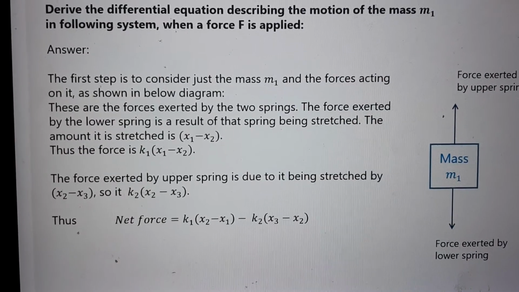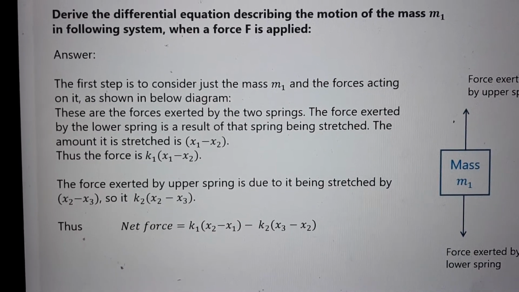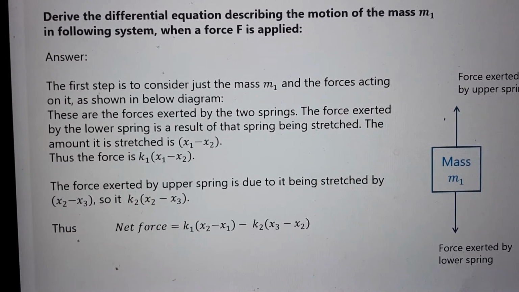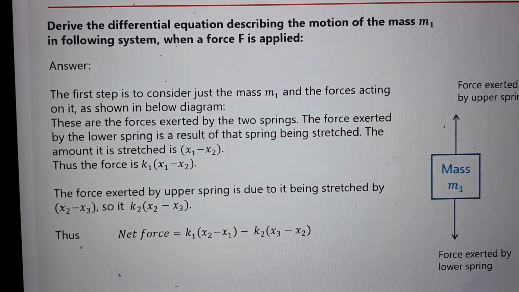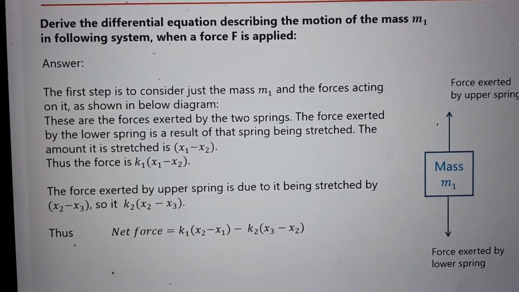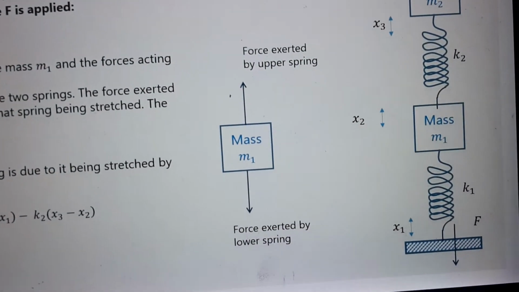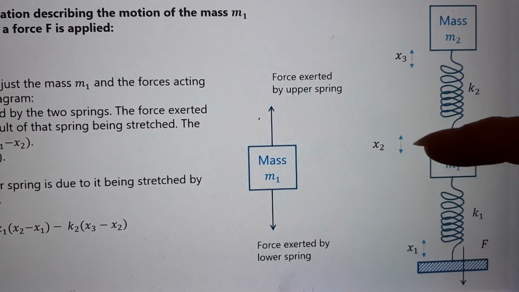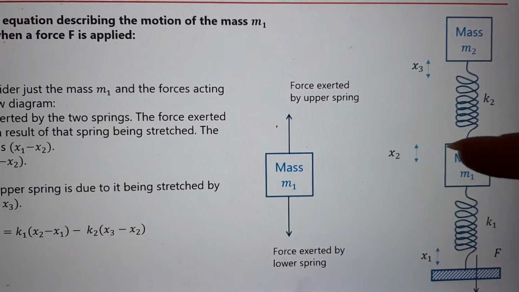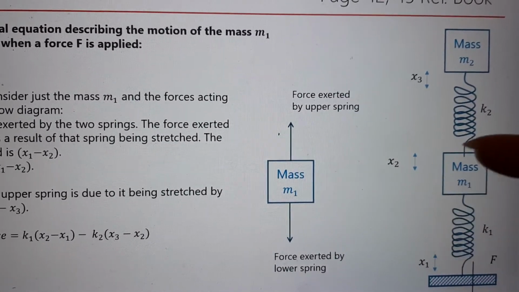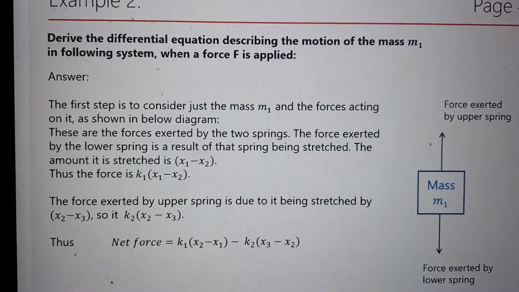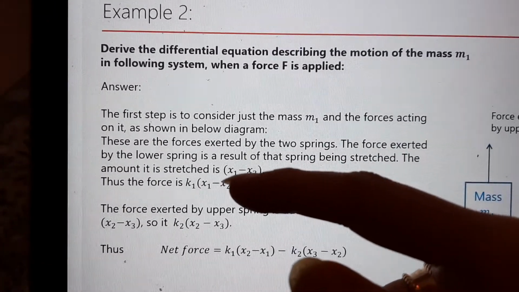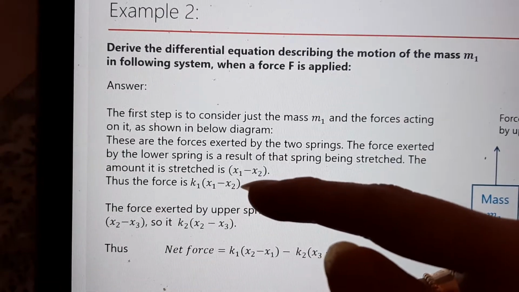Now, the book says there are forces exerted by two springs. The force exerted by the lower spring is a result of that spring being stretched. The amount that it is stretched is x1 minus x2. So the difference between x1 and x2 is the amount of stretch of this spring here. The force is K1 multiplied by that amount, so we end up with K1 multiplied by x1 minus x2.